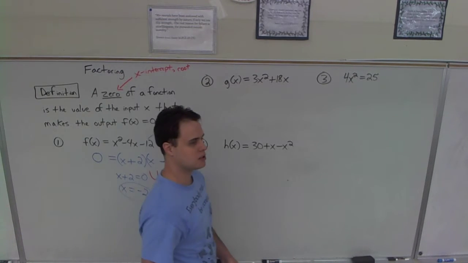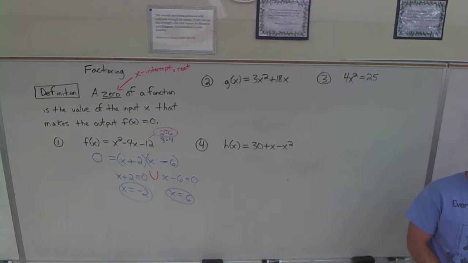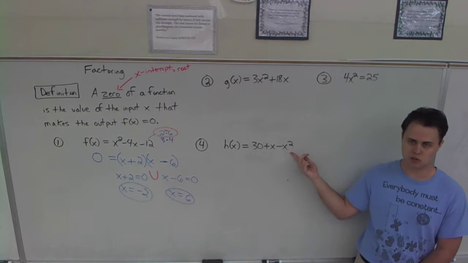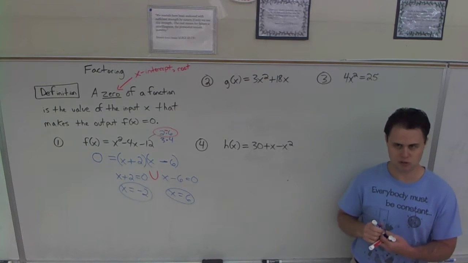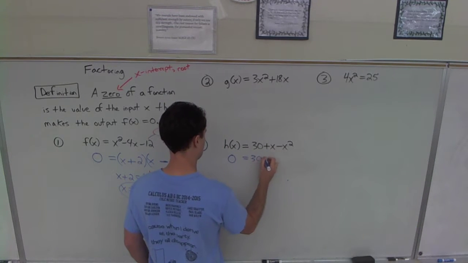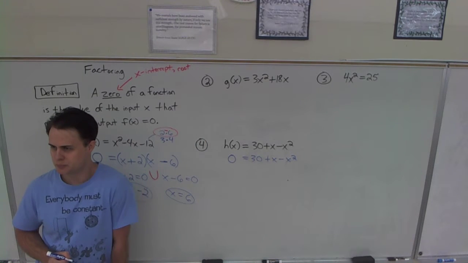Which other one of these is going to work the same way? If it works with factoring. Number 4 has 3 terms. If it factors, it will work the same way. So let's try it. Set it equal to 0. What should my next step be?